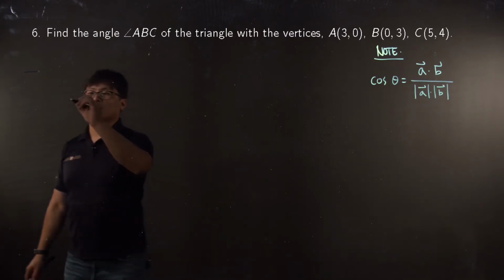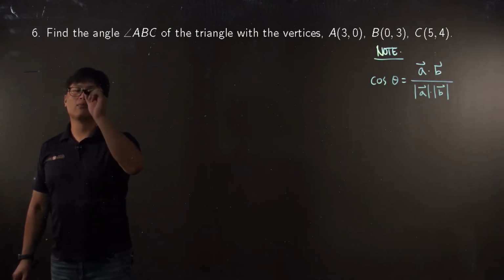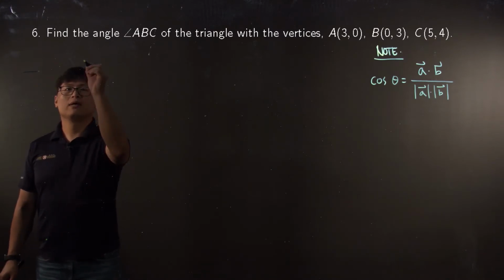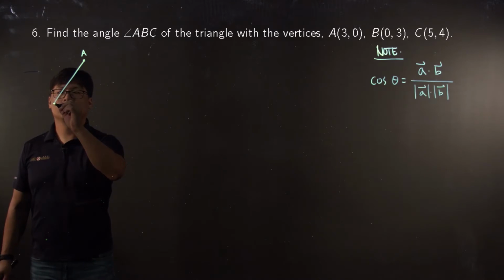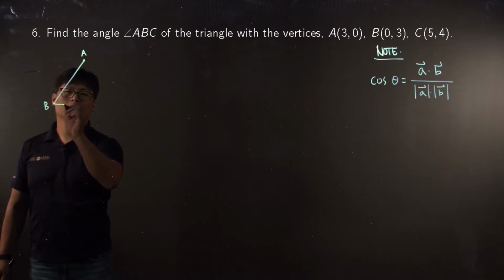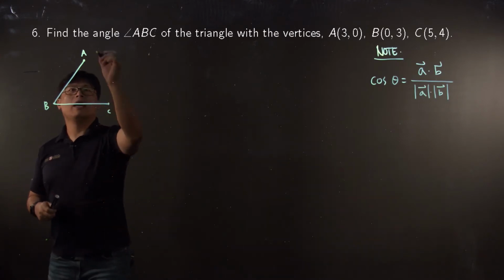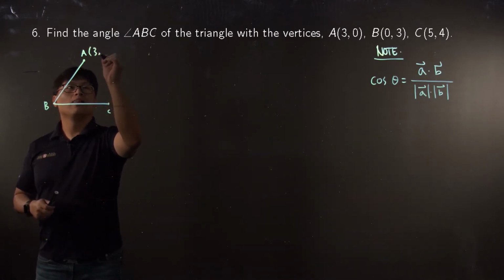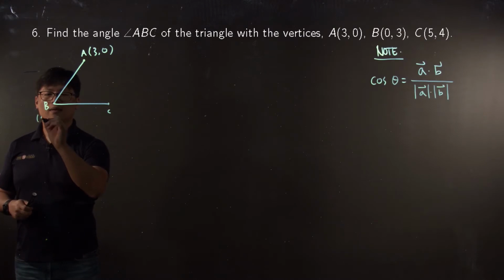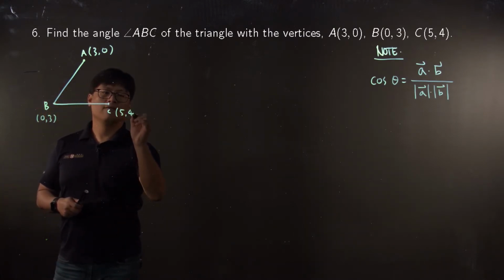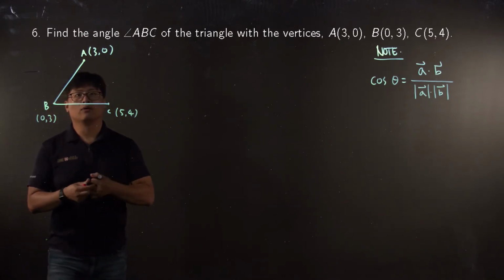Since the problem asks you to find angle ABC, let's draw it this way: A, B, and C. A is (3, 0), B is (0, 3), and C is (5, 4).